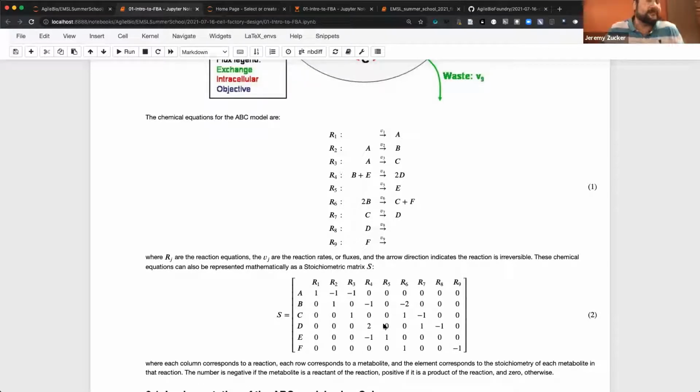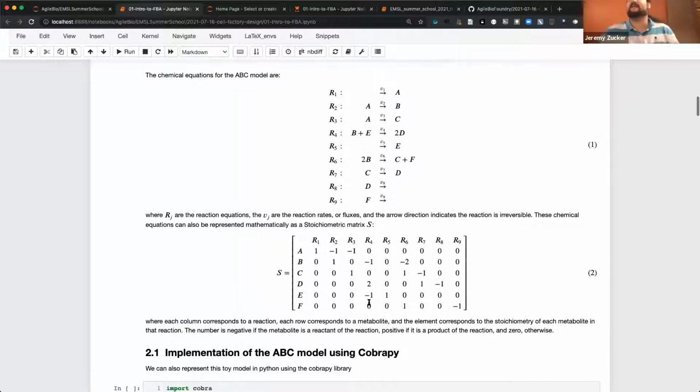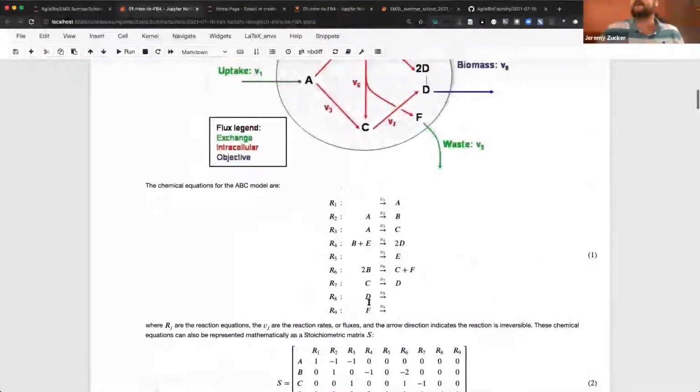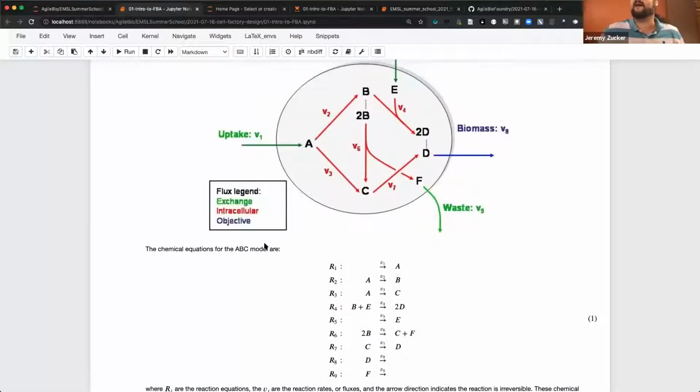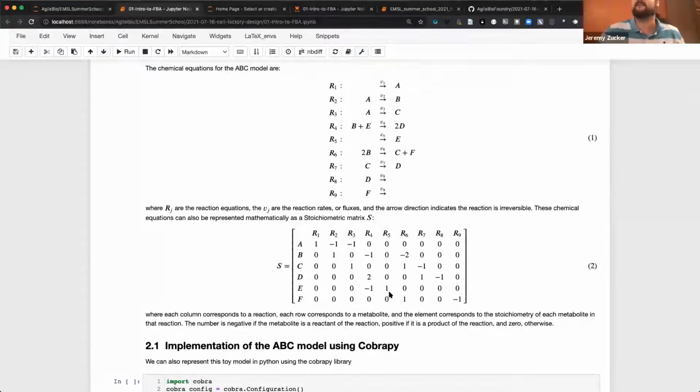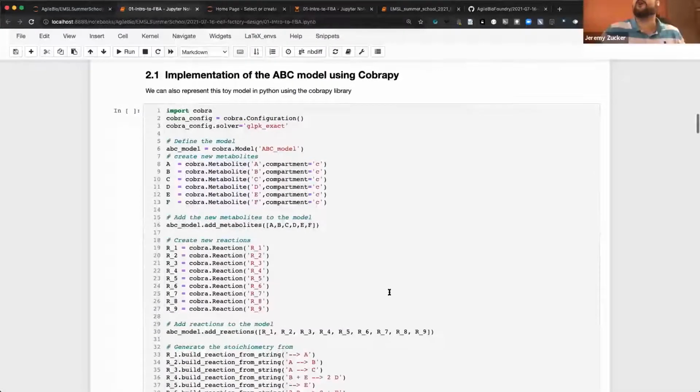So does that make sense? Everyone's along? Okay, cool. So that is the diagrammatic, the chemical equation representation, and the stoichiometric representation. And now we're going to show you the code representation.